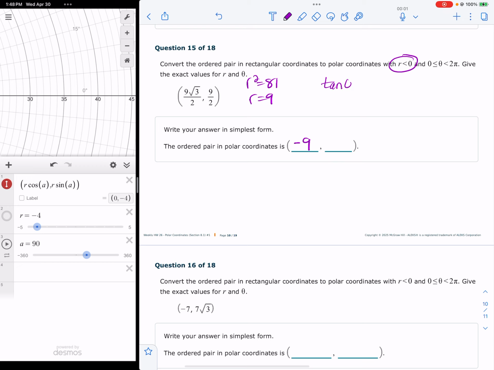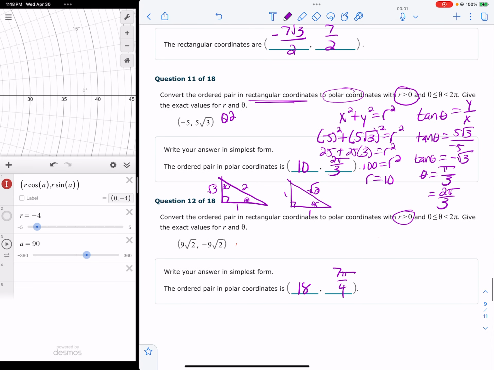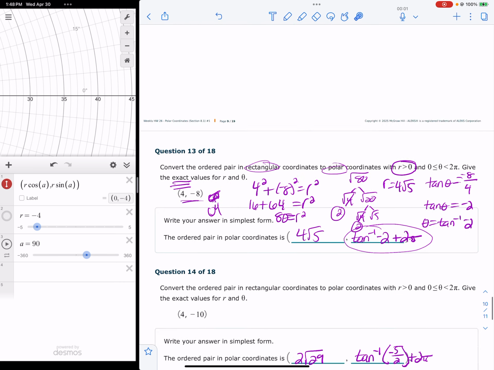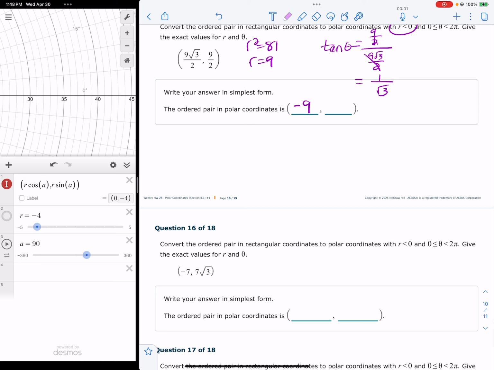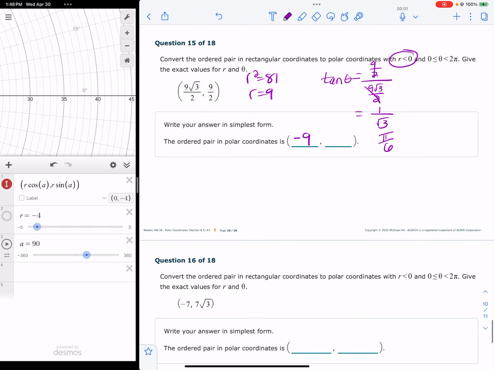Then when we do the tangent, it'd be 9 over 2 over 9 square root of 3 over 2. Well, the 9 over 2's cancel. So it's 1 over the square root of 3. So back to your reference triangles. Which angle would have an opposite of 1 and an adjacent of square root of 3? And the answer is 30. So we are looking at pi over 3. Or I'm sorry, pi over 6. But what quadrant do we want it in? We want it in quad 1.